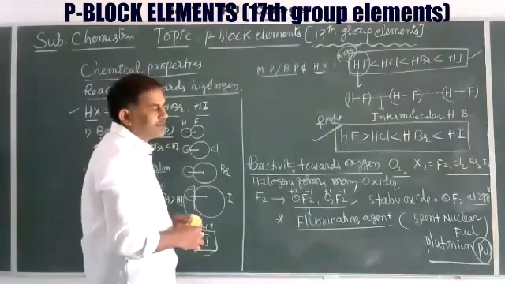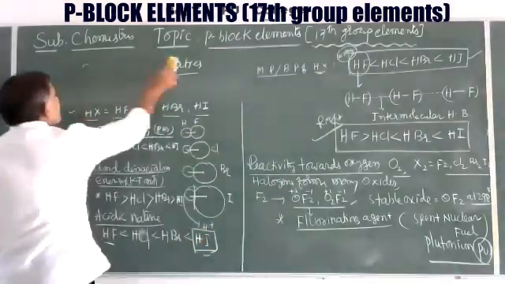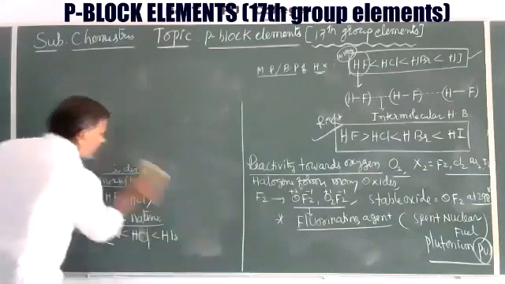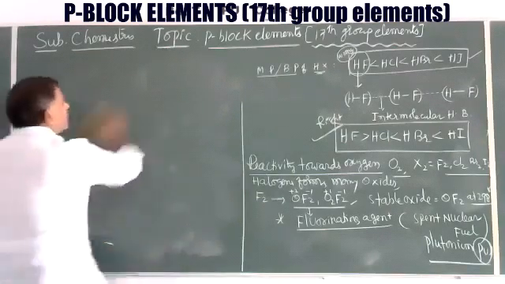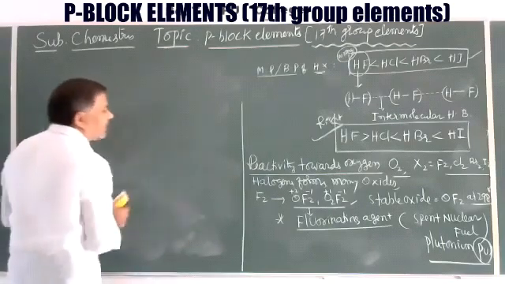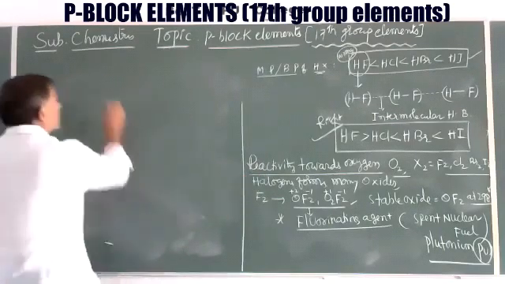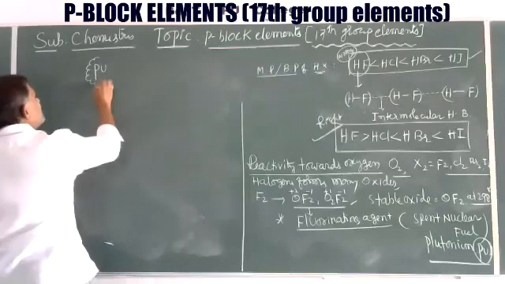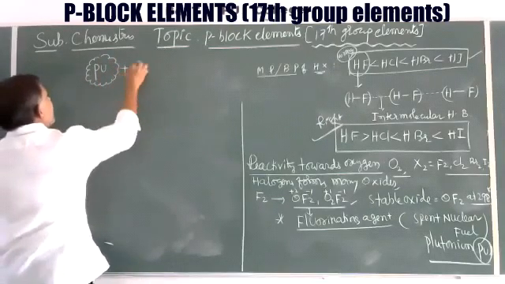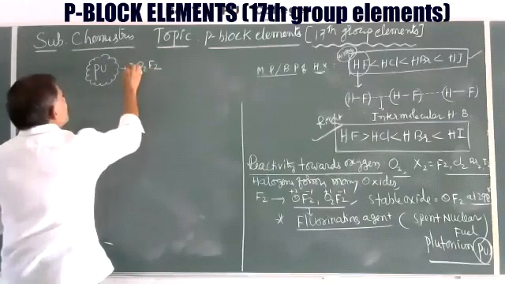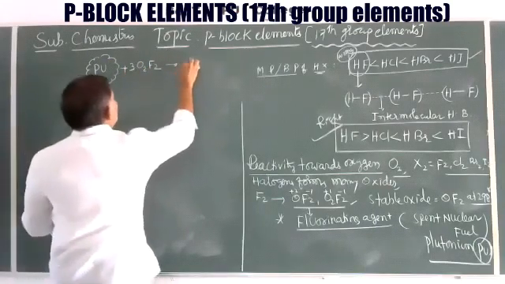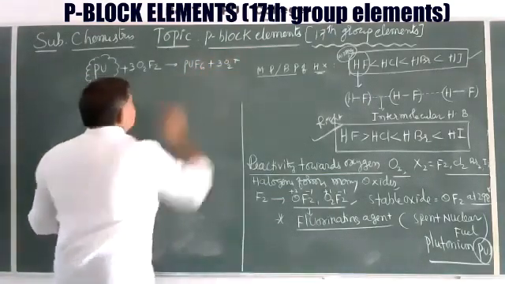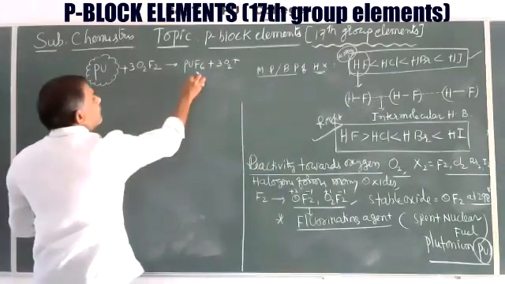Clear? How does it remove plutonium? Listen carefully. Spent nuclear fuel contains some plutonium element. To remove that, we can use O2F2 or OF2. Here Pu is present in the spent nuclear fuel. It is reacted with 3 moles of O2F2, and it gives PuF6 plus 3O2, oxygen is formed. That is hexafluoroplutonium.